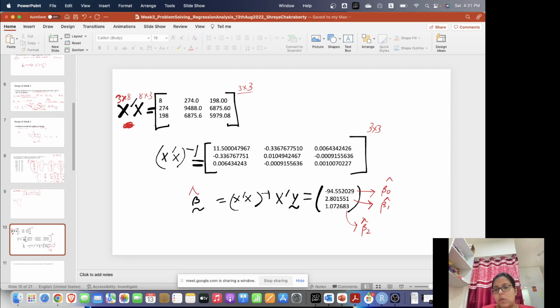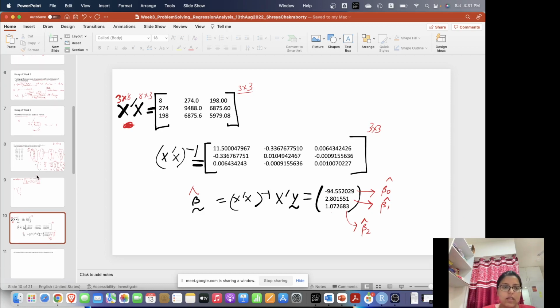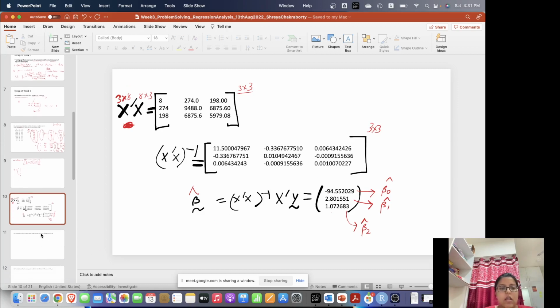So once we have understood this, I hope this is clear. Yes, ma'am, clear. Okay, you just go back and check how this one is derived. It's very simple. It comes from the normal equations.